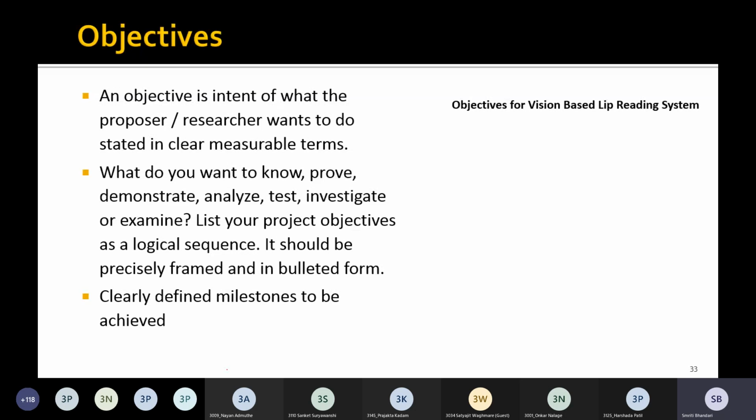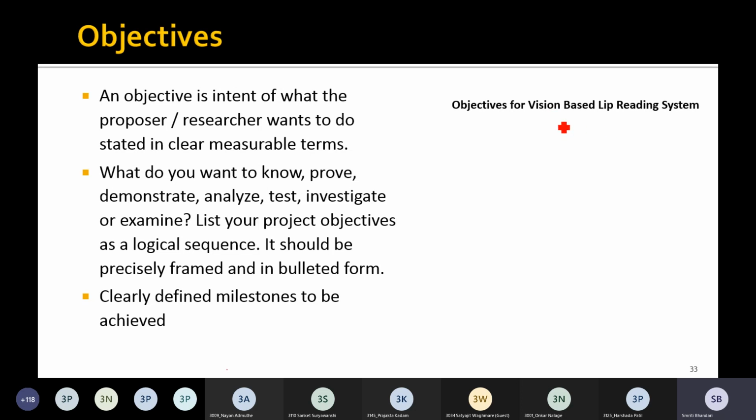So let's proceed with one example. I'm giving you an example of how to write the objectives for one of the problem statements. The objectives for the project vision-based lip reading system, that is our running example, which we have referred to many times in our discussion. So I'm focusing on how to write the objectives for the vision-based lip reading system. You must have understood this problem.